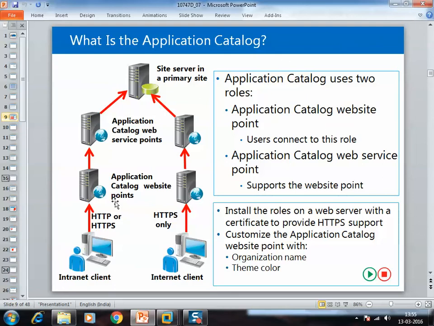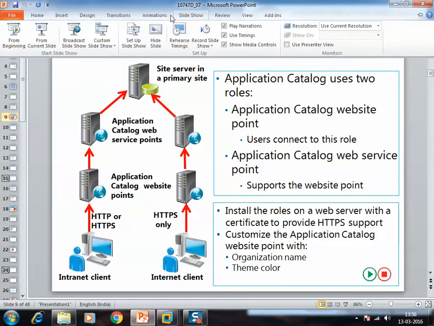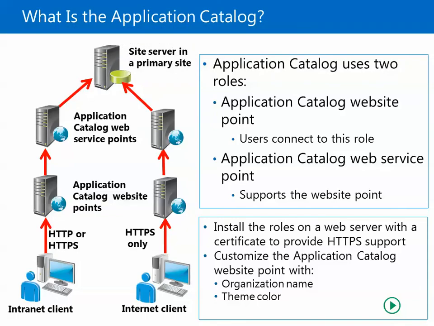See here, when it is intranet, meaning local, they will go directly to that website. If they specify the address, they directly contact the application catalog website point, which is going to use your application catalog web service point, because the web service point consists of your library; what all applications are available will be displayed, and it gets that information from your site server.